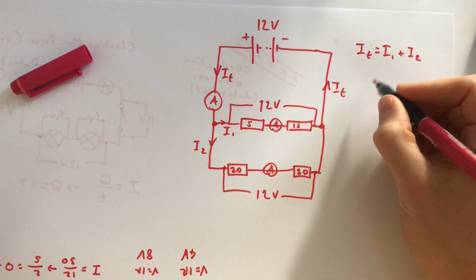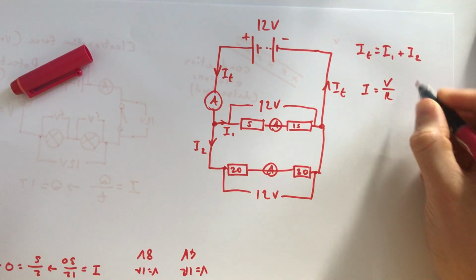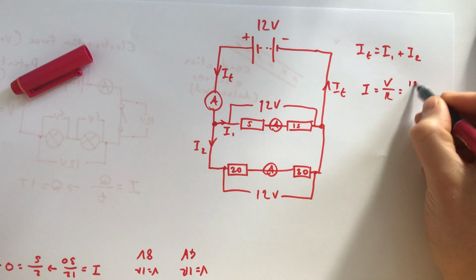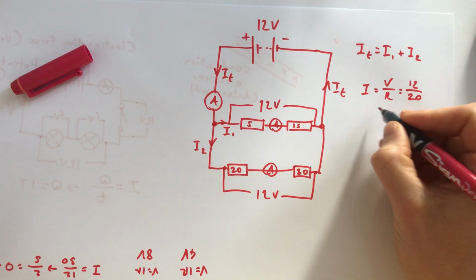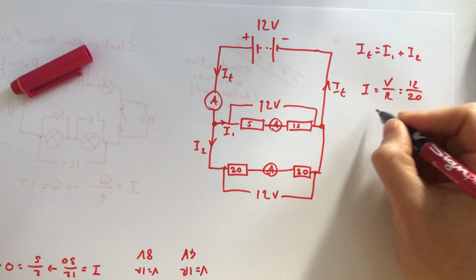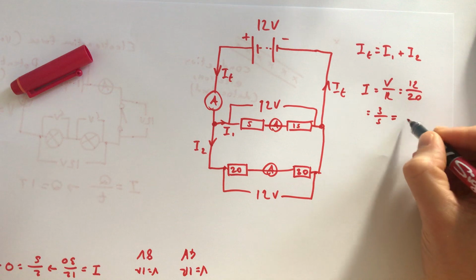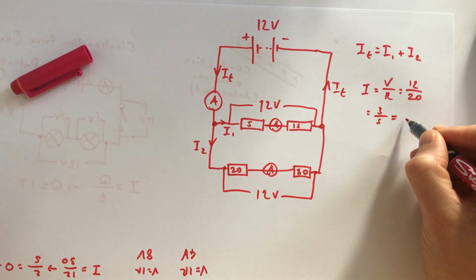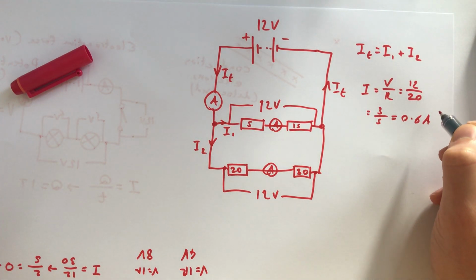So let's look at this branch. We'll get I1 here, and if you remember, I is equal to V divided by R. So that is 12 divided by 20. 12 20ths, I wish I had a calculator with me, but we can divide both by 4 to get 3/5, which is 0.6 amps. There we go.